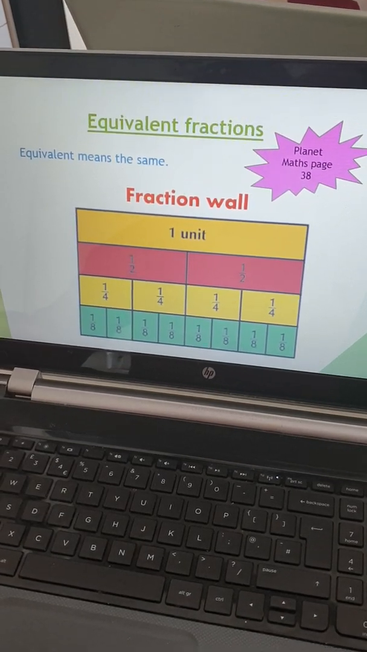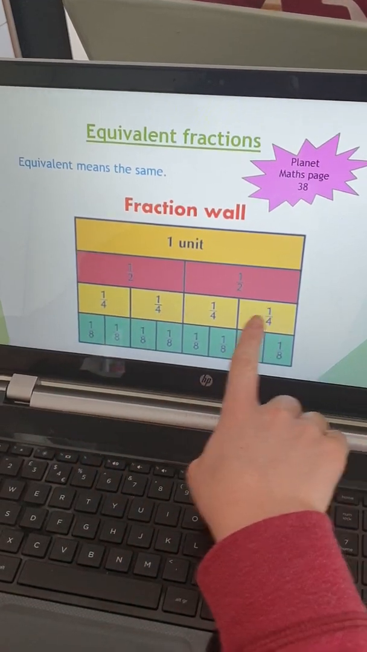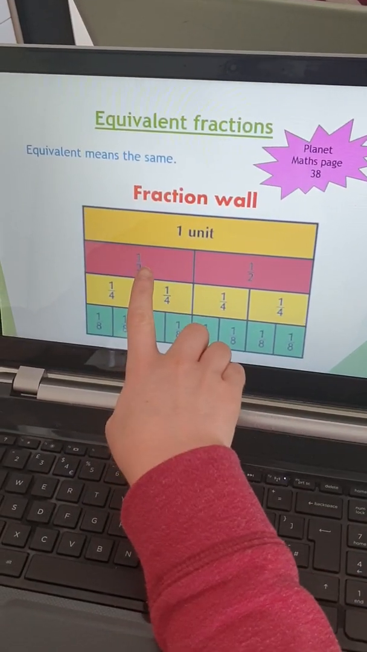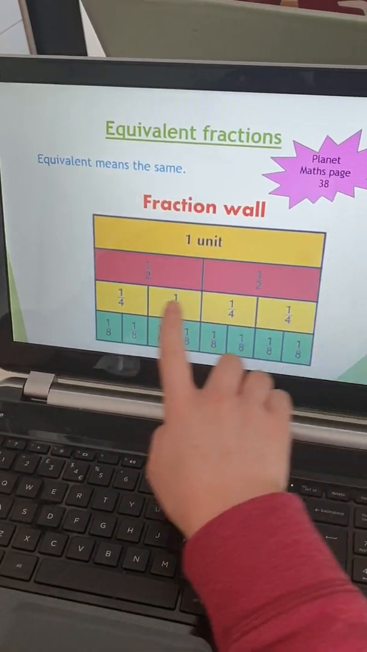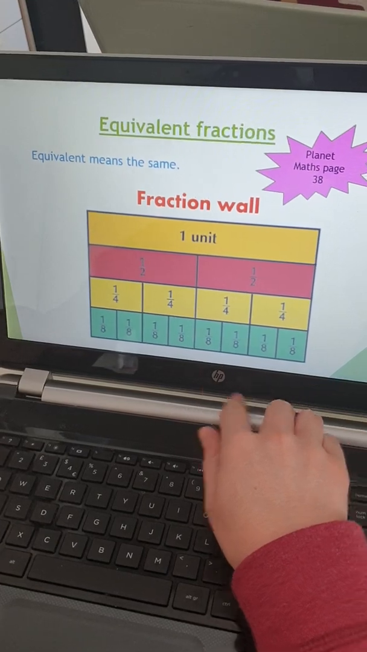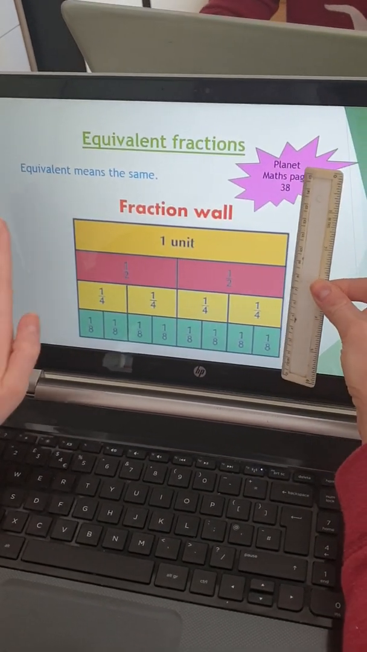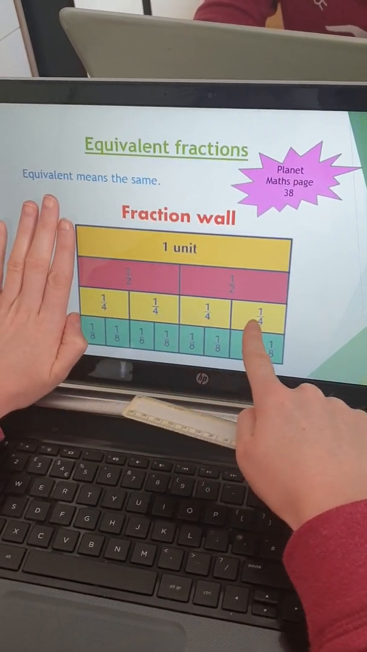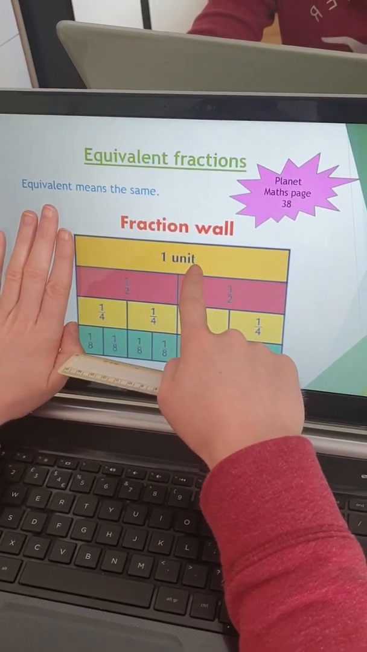So for example, we have 1 unit, we have halves, we have quarters, and we have eighths. And the hint is in the word. So a half means 2, and we have 2 halves in 1 unit. Quarters, let's count how many quarters are in 1 full unit. Remember I got you to use your ruler before? So we start at the start and we have 1, 2, 3, and 4. So 4 quarters is the same as 1 unit.